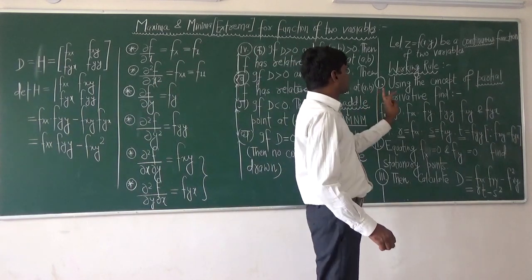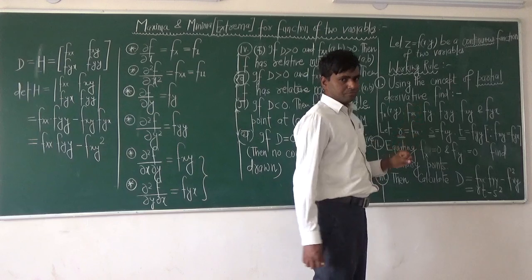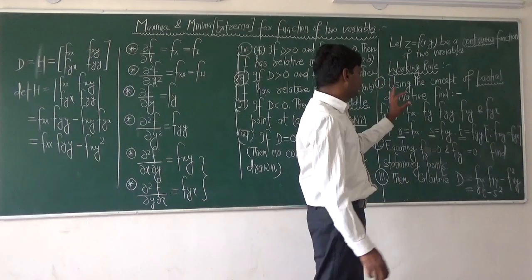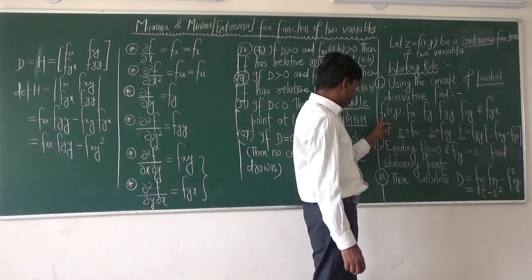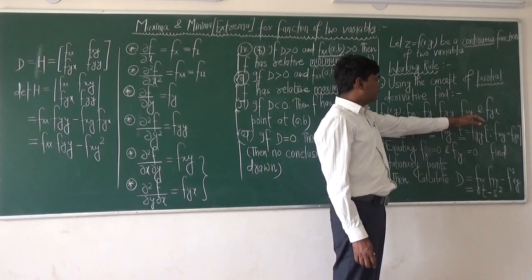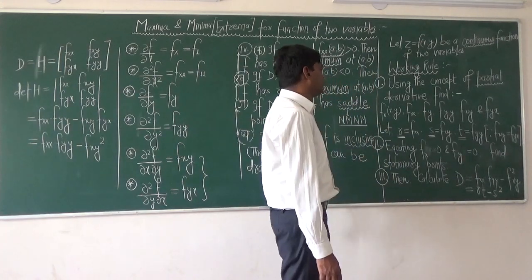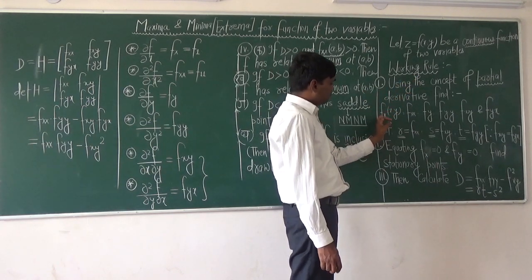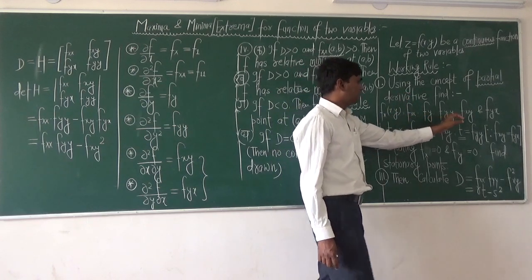First of all, using the concept of partial derivative, not ordinary derivative, find fx, fxx, fy, fyy, fxy and fyx. Using partial derivatives, we have to find the following six derivatives.